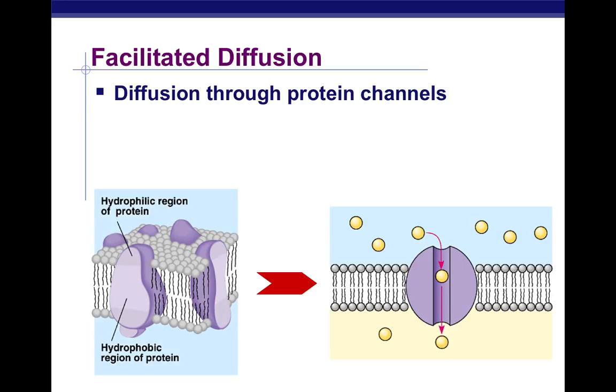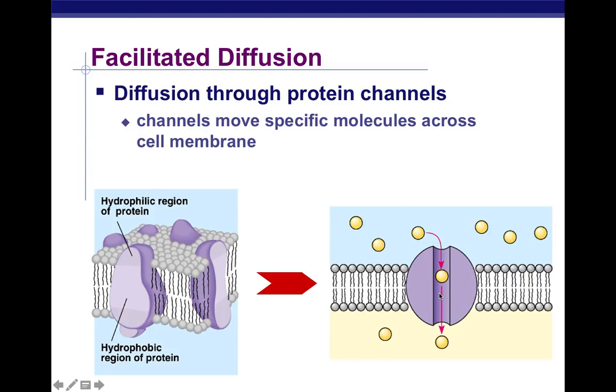Next is facilitated diffusion. This is the second type of diffusion. This is where we have to go through a protein channel. And we have to because these molecules right here are polar. And they can't just go through the membrane here. They have to go through a channel. They're still going to be going from high to low.